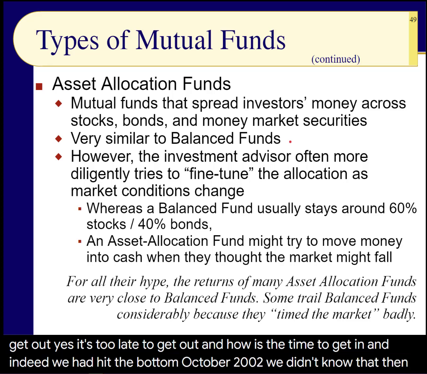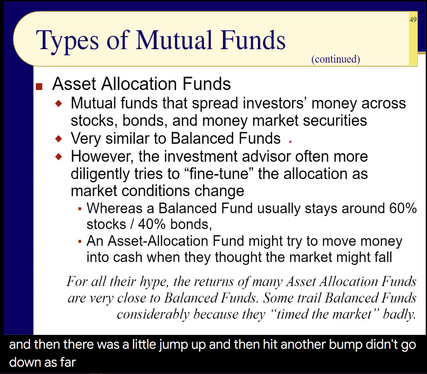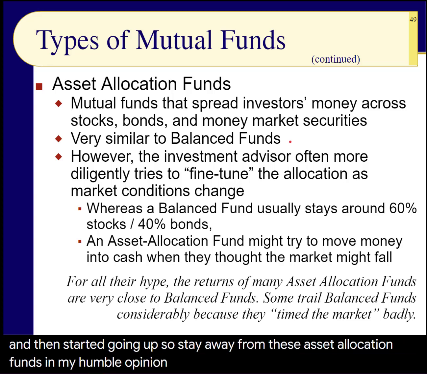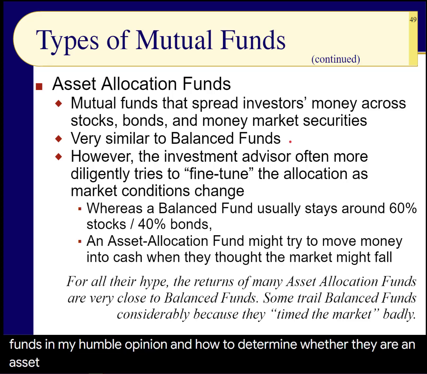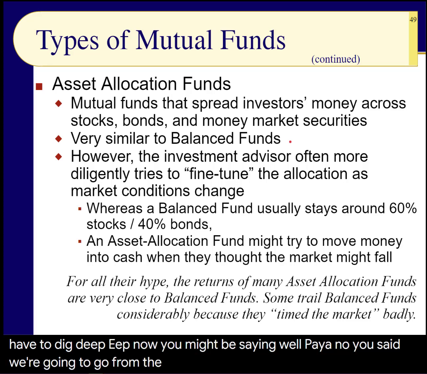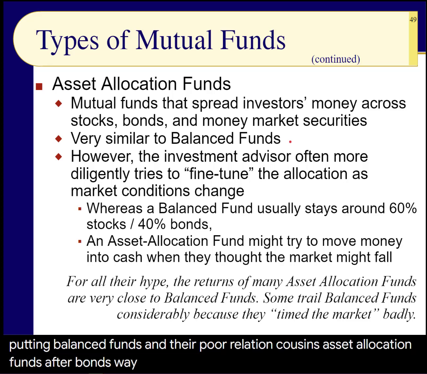And indeed, we had hit the bottom October 2002. We didn't know that then. And then there was a little jump up and then hit another bump. Didn't go down as far, but in March of 2003 is when it finally hit the lowest point and then started going up. So stay away from these asset allocation funds, in my humble opinion. And how to determine whether they are an asset allocation fund, you have to read. You have to ask questions. You have to dig deep. Now, you might be saying, well, Paiano, you said we're going to go from the riskiest to the least riskiest. Why are you putting balance funds and their poor relation cousins, asset allocation funds, after bonds? Well, interesting question.